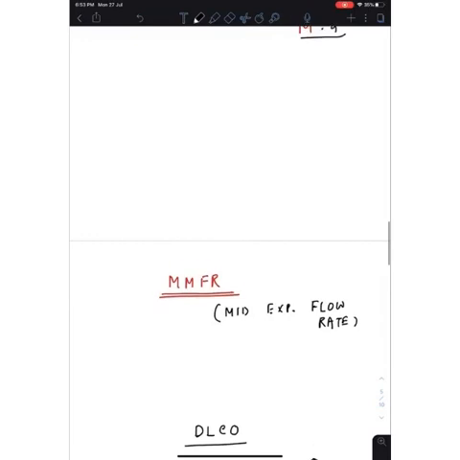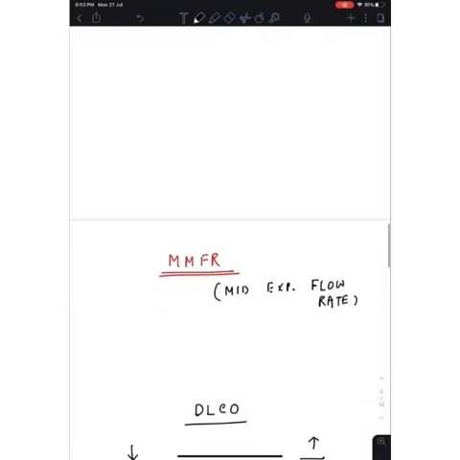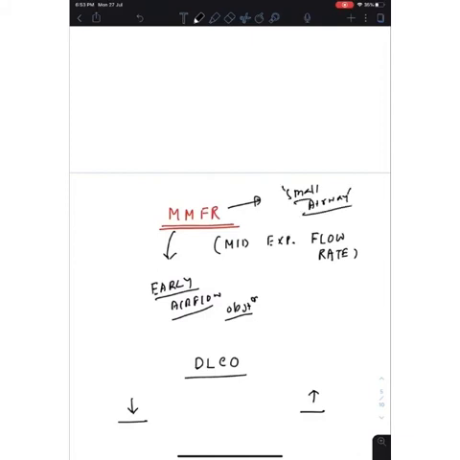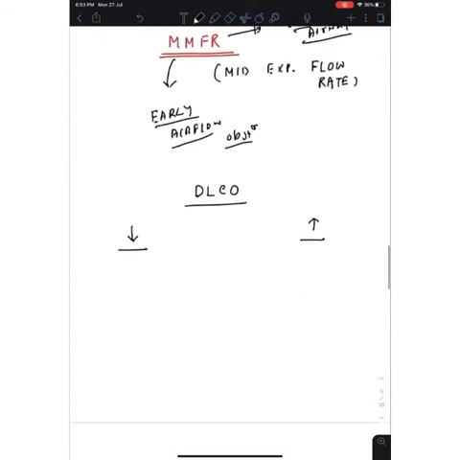Now comes a point known as MMFR, or mid expiratory flow rate. It's the most sensitive measurement for early airflow obstruction. Early airflow obstruction, it is the most sensitive parameter, and it is seen in the small airway. So every point is important. MMFR is seen in the small airway to predict the early airflow obstruction.